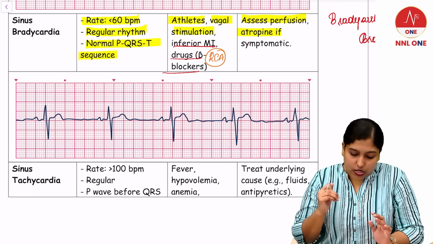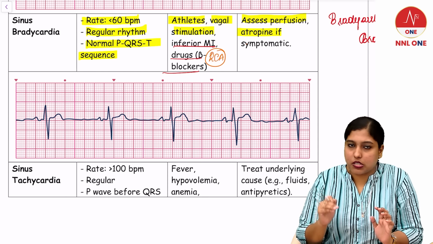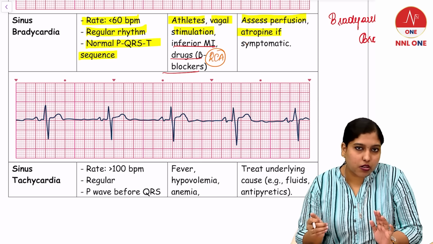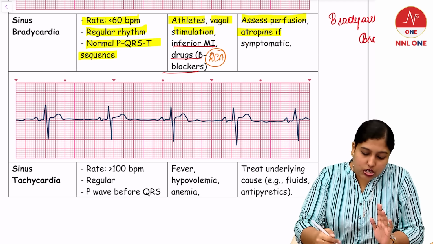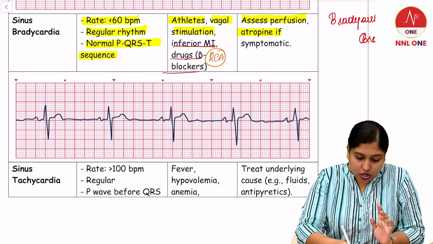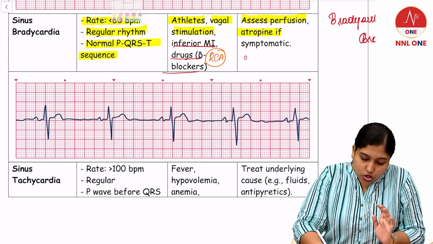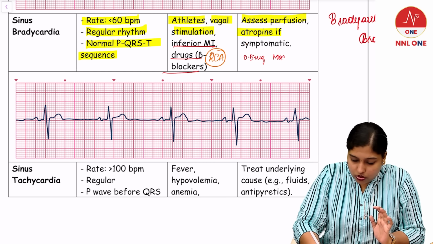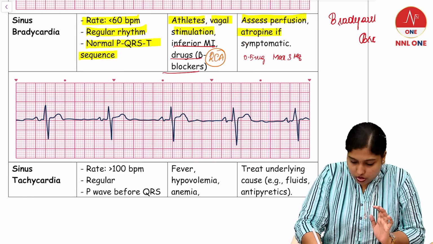So first you have to assess the perfusion status of the patient. If the patient is stable, you are going to monitor the patient. If the patient is unstable and hemodynamic stability is not achieved, in this case you are going to give atropine. You are going to start with 0.5 mg. The maximum you can give is 3 mg.